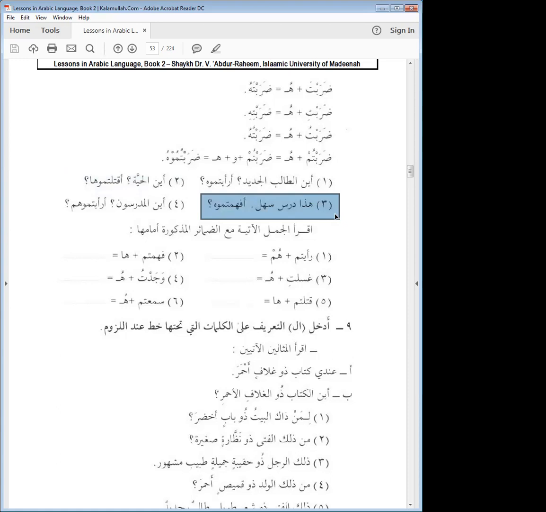Next one. هذا درس سهل. This is an easy lesson. أفهمتموه؟ Do you all understand it? Right. So you all see how it is applied here with the tum, right? Are there any questions? Anybody not clear as to how this is done? Anybody need further clarification?